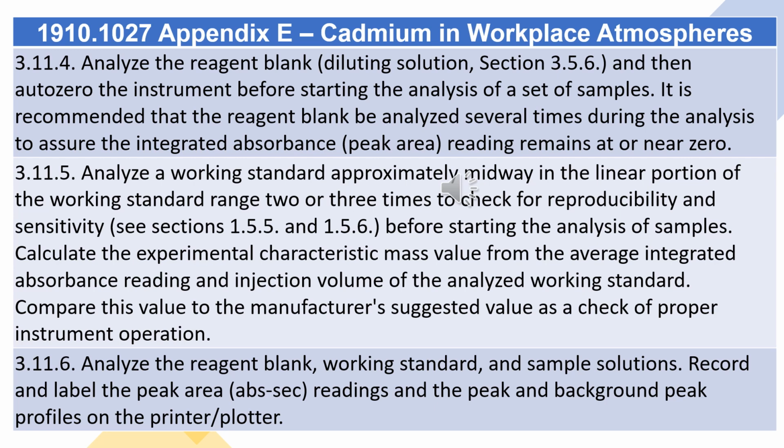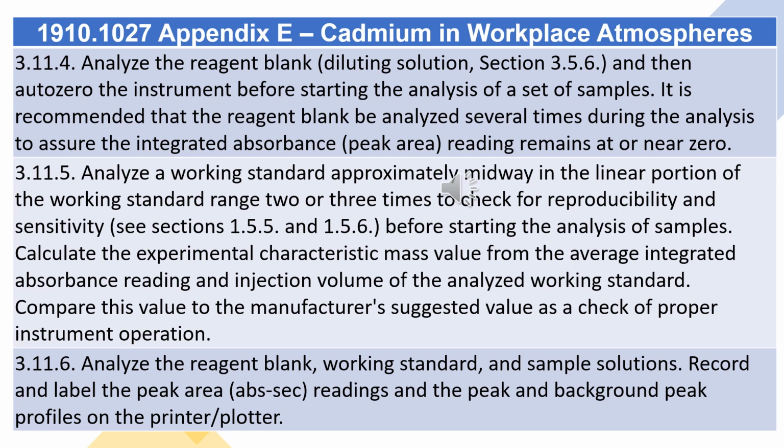3.11.5. Analyze a working standard approximately midway in the linear portion of the working standard range 2 or 3 times to check for reproducibility and sensitivity, see sections 1.5.5 and 1.5.6, before starting the analysis of samples. Calculate the experimental characteristic mass value from the average integrated absorbance reading and injection volume of the analyzed working standard. Compare this value to the manufacturer's suggested value as a check of proper instrument operation.